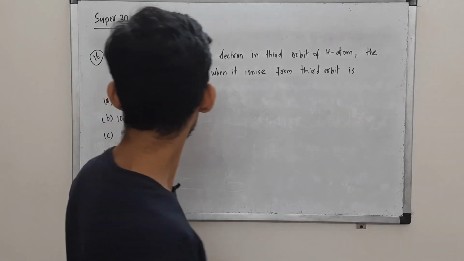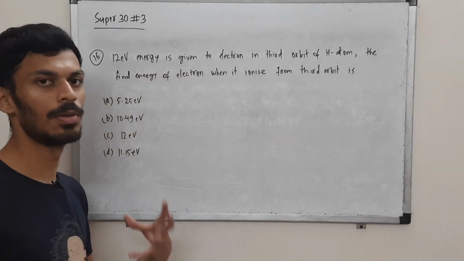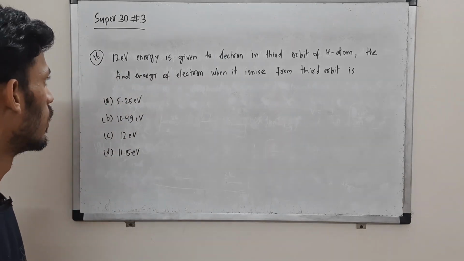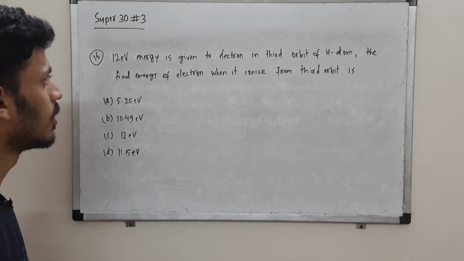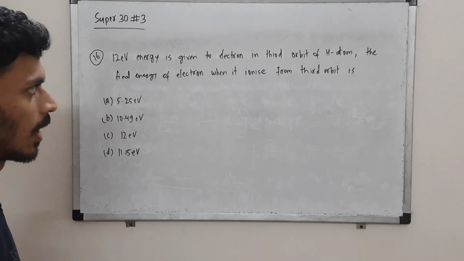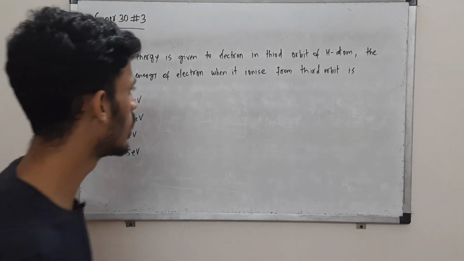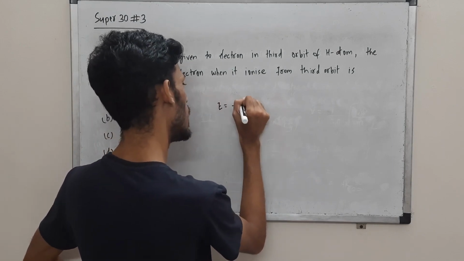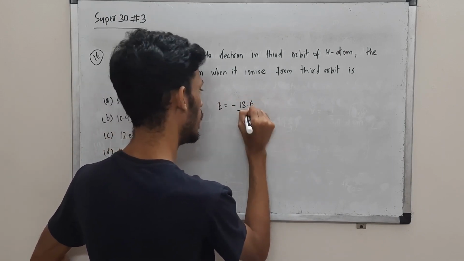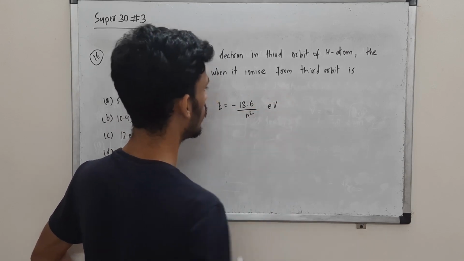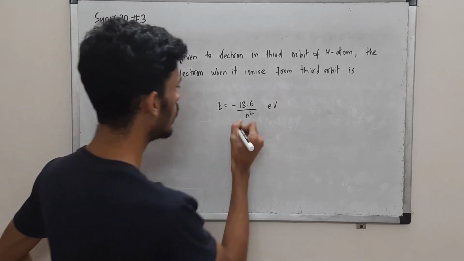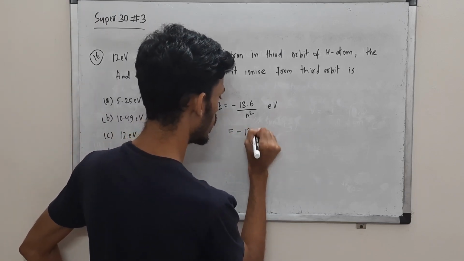Question 16. 12 electron volt energy is given to the electron in the third orbit of each atom. So you are supposed to find the energy of the electron when it ionizes from the third orbit. Now in the third orbit, what will be the energy? Energy is given as minus 13.6 divided by n square, right. This is in eV for each atom. Now we have the electron in the third orbit. We don't ask why, because it is given.